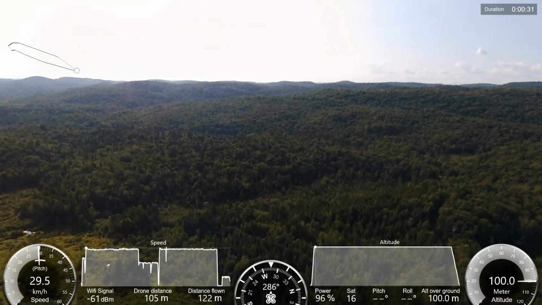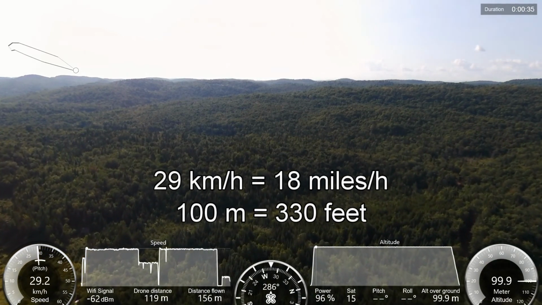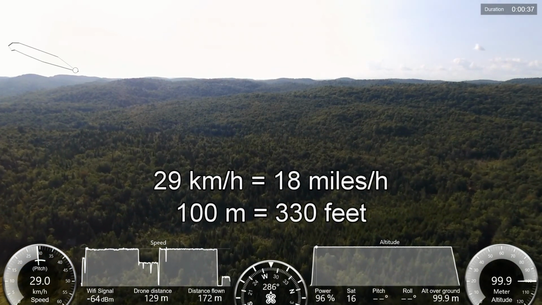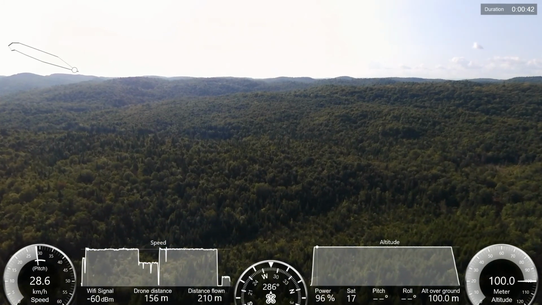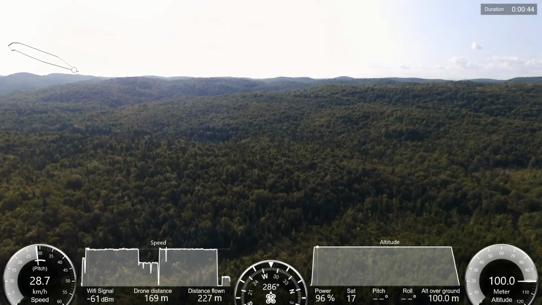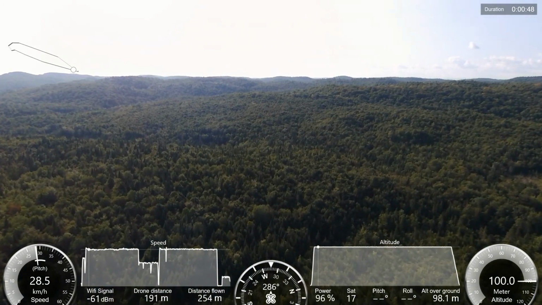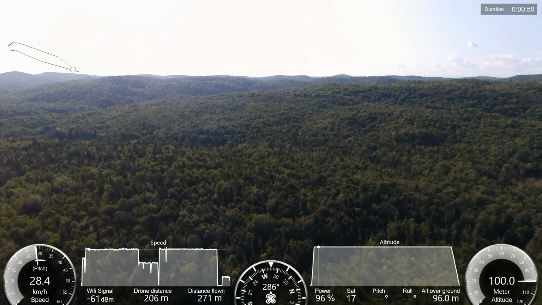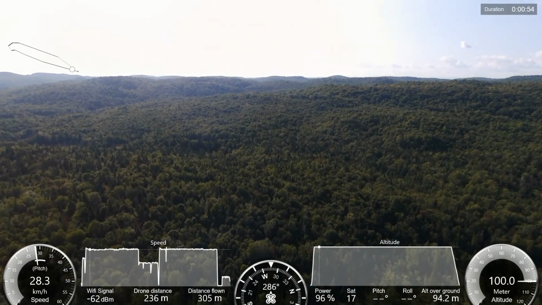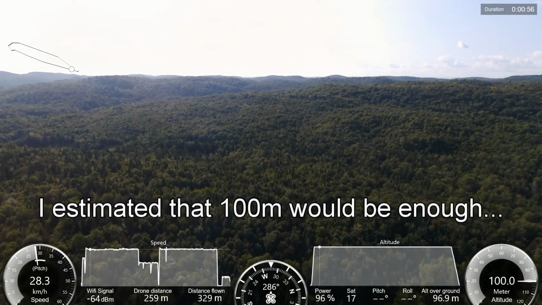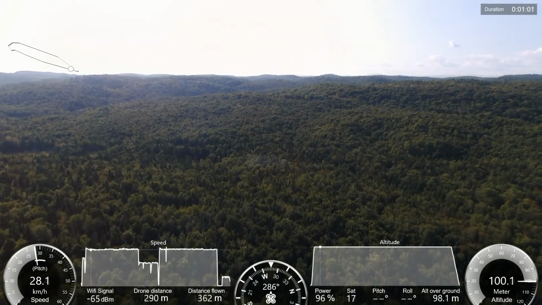So we have from the left the drone speed, the Wi-Fi signal strength, the drone distance from the point of departure, the total distance flown by the drone, the compass, the battery power left, satellites in view. I'm not using pitch and roll. Altitude over the ground, that will be very important, and finally the altitude above the point of departure. And we have two graphs, the speed and the altitude progress during the flight.